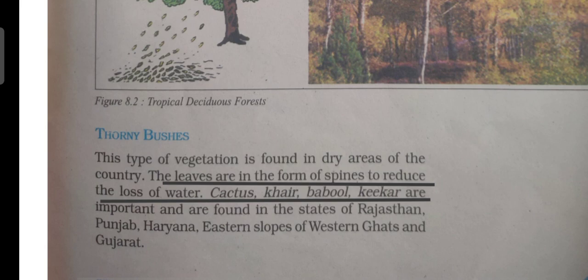Now, examples of this type of vegetation is cactus, khair, babool and kikar, and it is found in the states of Rajasthan, Punjab, Haryana, eastern slopes of Western Ghats and Gujarat.